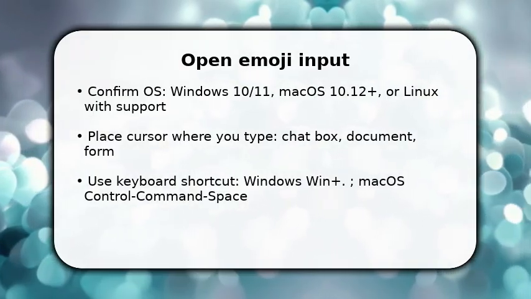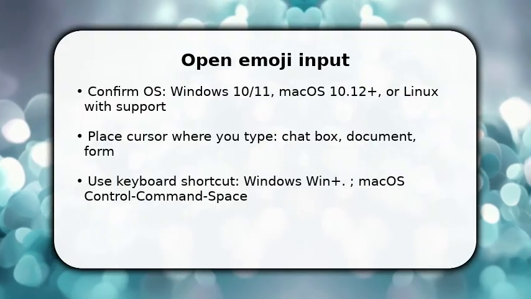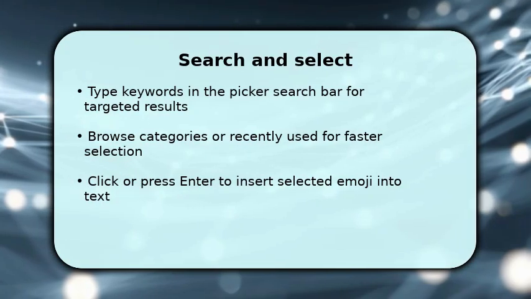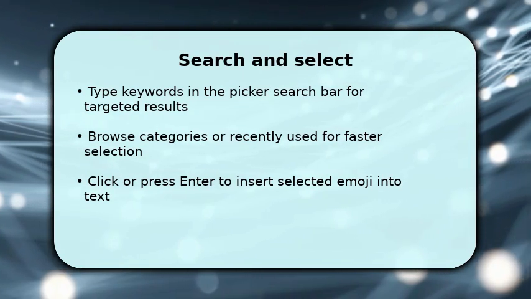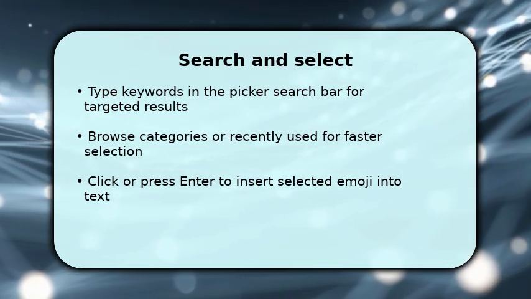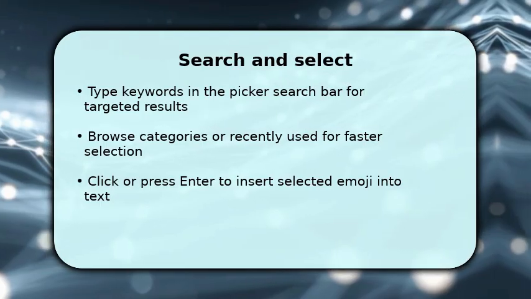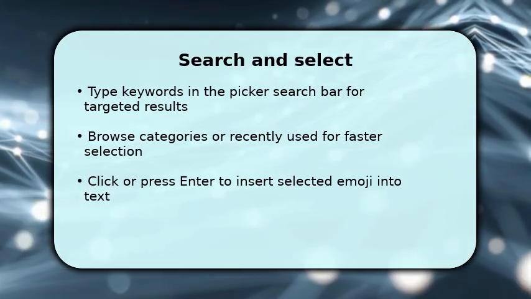This step is essential because it loads categories and search, making the next actions fast and accurate when you now focus on finding the right emoji by searching or browsing. You can type a word like smile or pizza in the picker search field to filter results. This saves time versus scrolling.